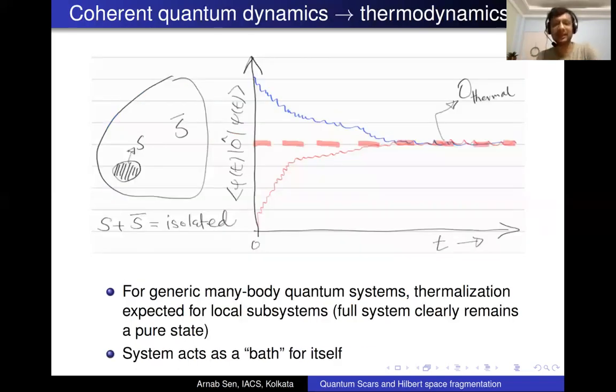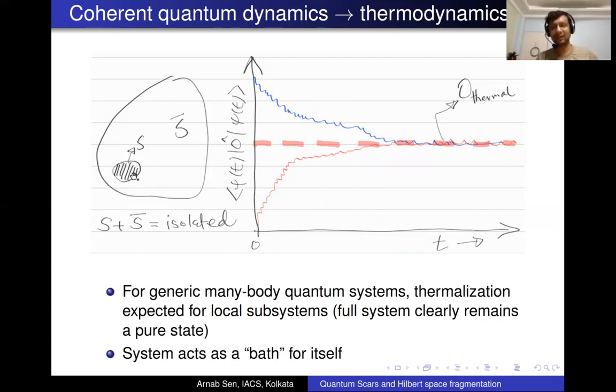Now here is a slightly more elaborate description of what I just said. This is your full system, and there is this S and this S bar, and the full system is isolated. S is just some patch in the system, where some local operator is living. If you want to look at this local operator, there are two ways of looking at it. Either you look at the full density matrix of the system, or you integrate out degrees of freedom in S bar and just look at the reduced density matrix in the system.